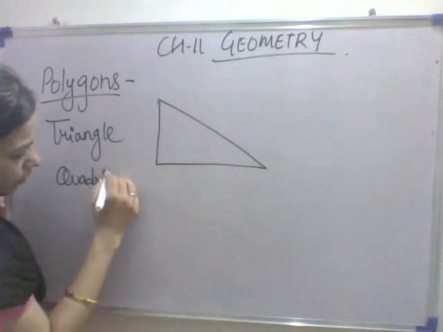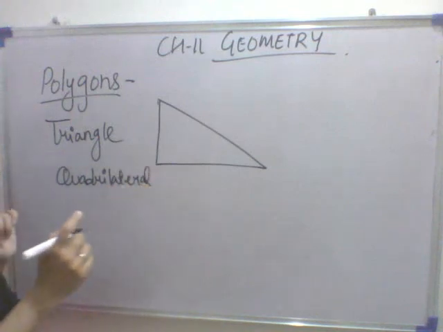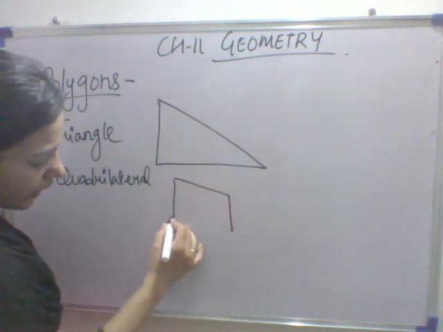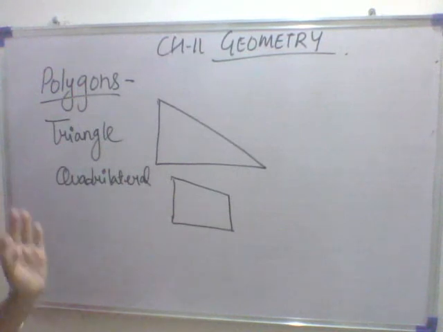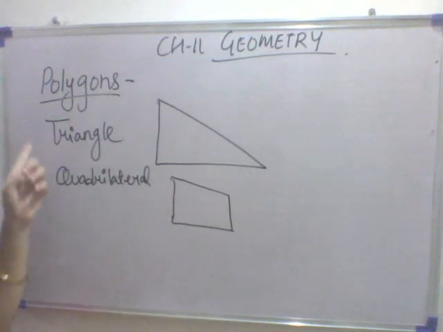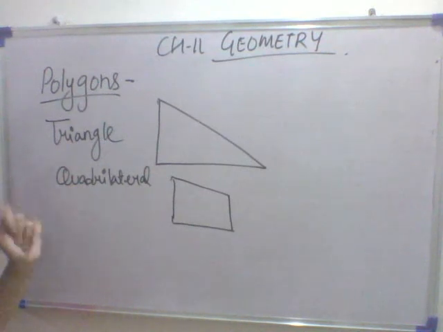Quadrilateral. Quadrilateral is made of 4 line segments. This is the quadrilateral. Pentagon means it is having 5 sides. Hexagon means it is having 6 sides. So in geometry, first of all, you have to learn all the definitions today. The definition of the line, line segment, ray, polygon, its types, triangle, quadrilateral.